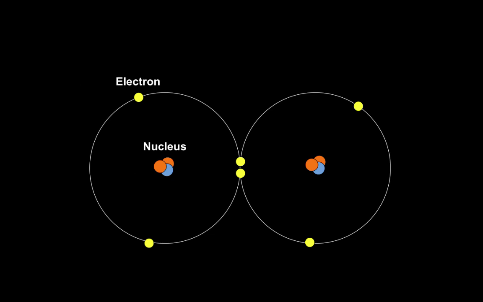Here's an example, a basic image of an atom, and we have the nucleus, and around the nucleus we have electrons, and these two electrons that are being shared between the atoms are what forms a bond.